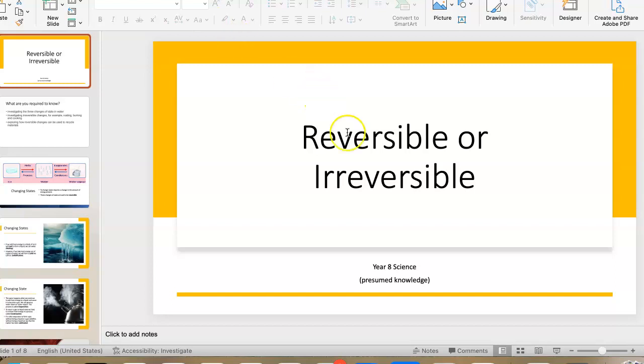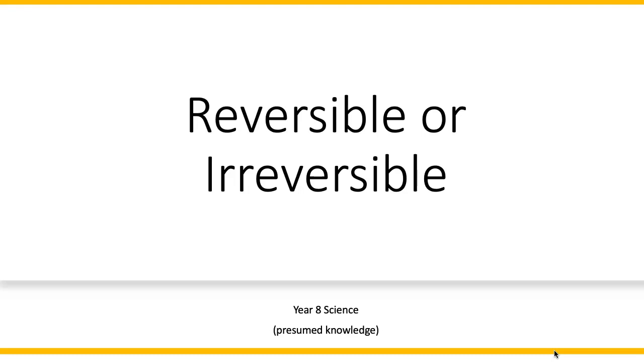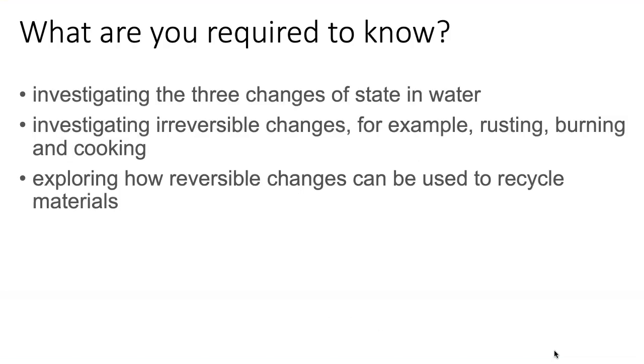Now, this one again is one that I think you should have looked at back in primary school, year 5 or 6. It's the idea of being reversible or irreversible. And this had a little bit to do with our previous video about states of matter as well. So again, it's presumed knowledge, things you should already know. If you need to revise it, please do.